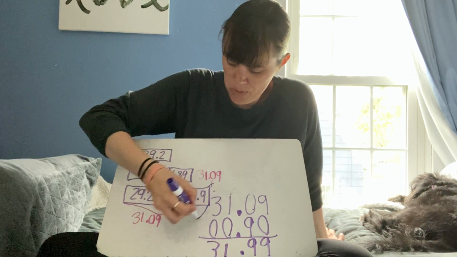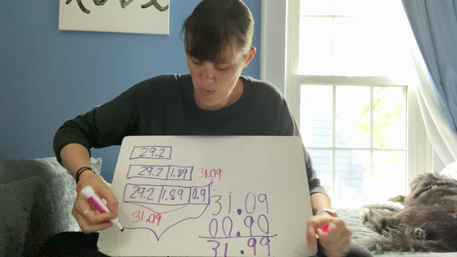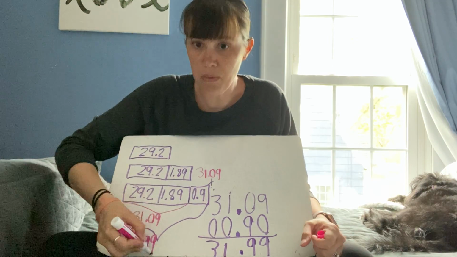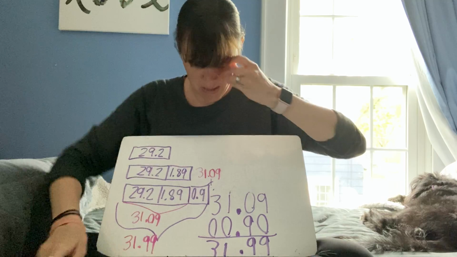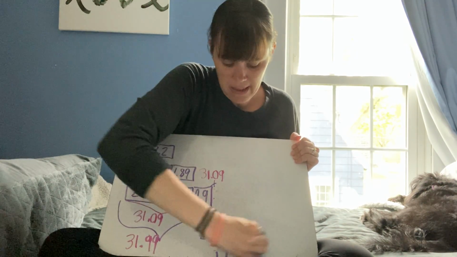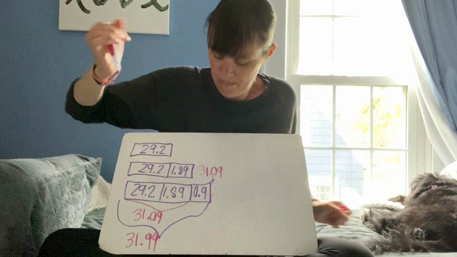So this whole total is 31.99. You probably can't see that. Oh, it's not bad. Okay. All right, so what does that mean? That means now we know the totals of each of the runners. Let's add up all of those totals and we'll see if it's right.